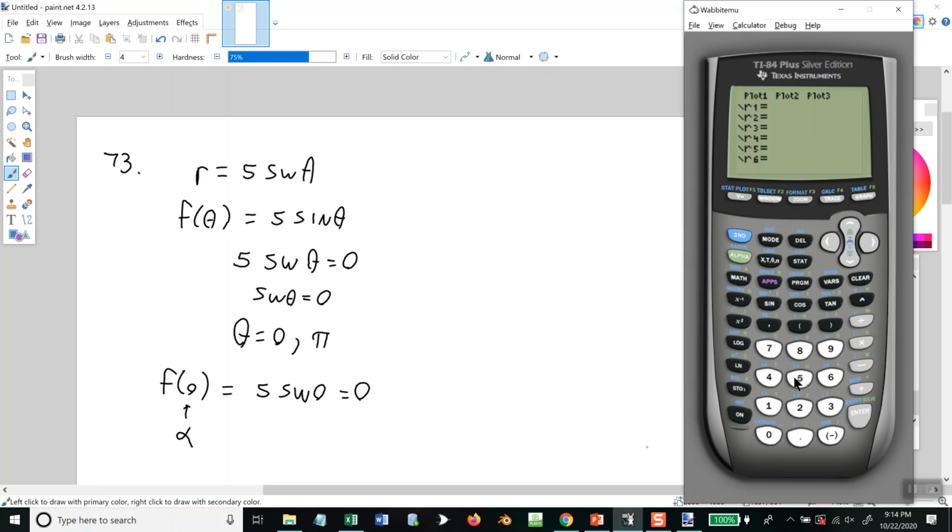Okay, so put in 5 sine theta. Push graph. Okay, let me do a zoom 6. Send it back. Now let me do a trace. There's 0. And I'm wondering about pi. If I do my right arrow key, halfway through the circle, I'm at pi over 2.